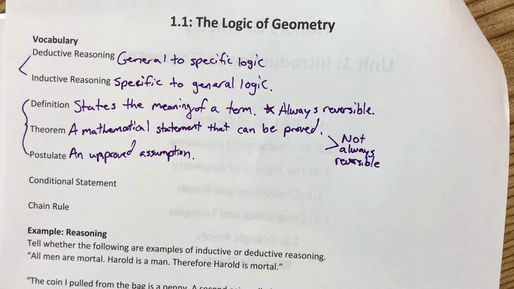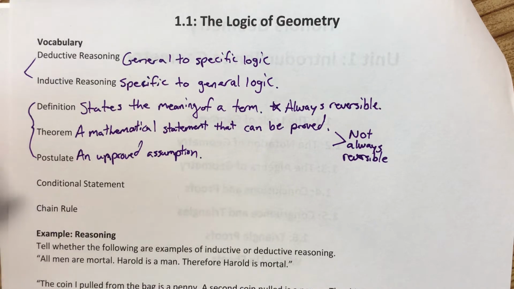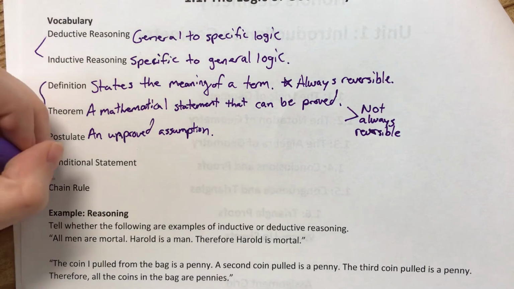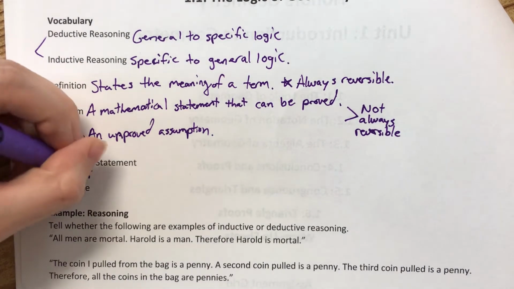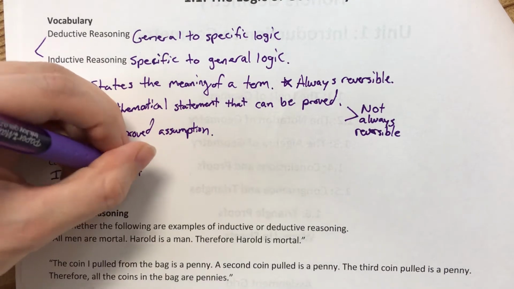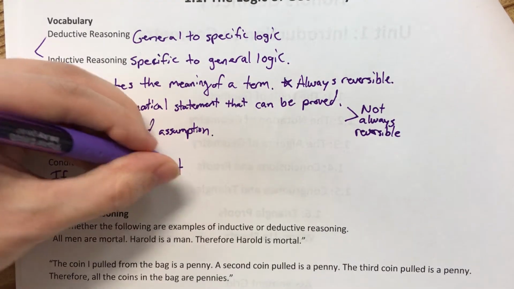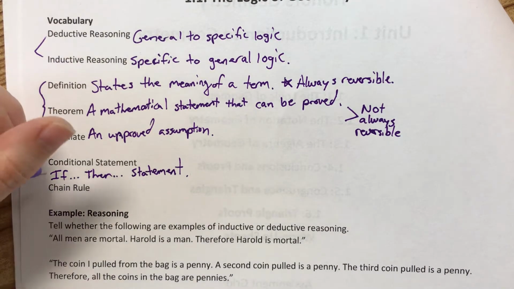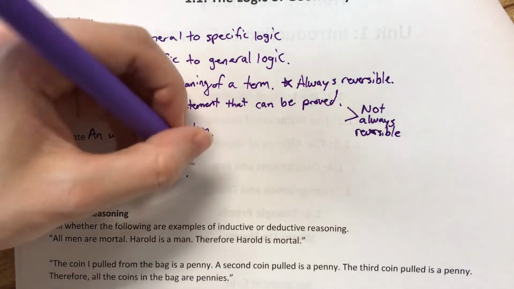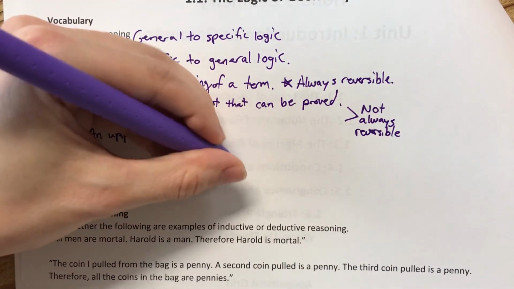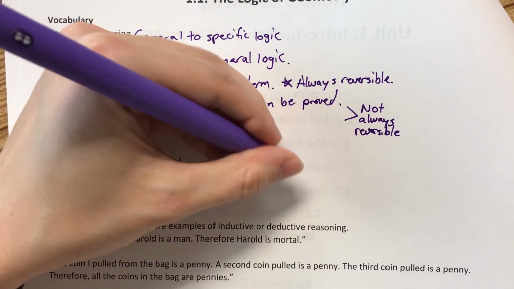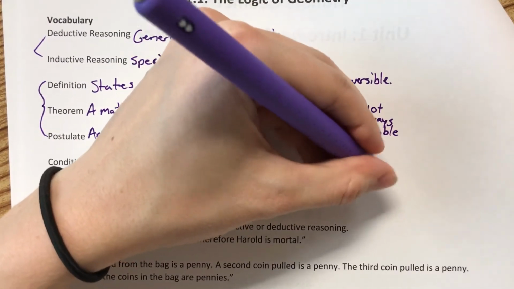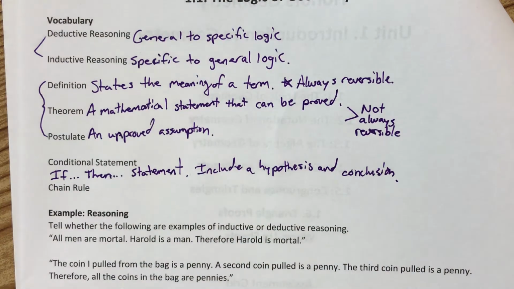The next vocab word here is conditional statement. Conditional statements are what we're going to be using most today. A conditional statement is an if-then statement. Conditional statements have a hypothesis and a conclusion. The if is the hypothesis, the then is the conclusion. We'll do a lot with conditional statements today.